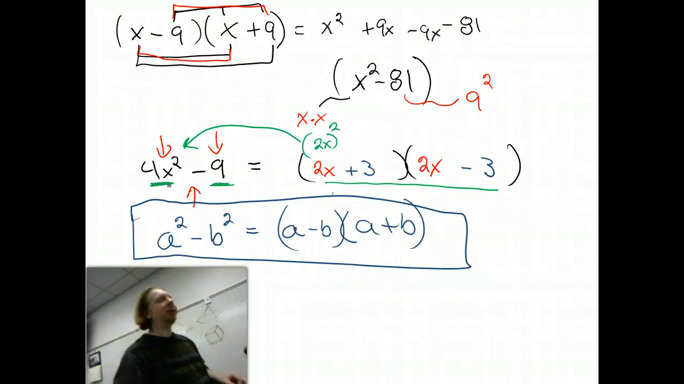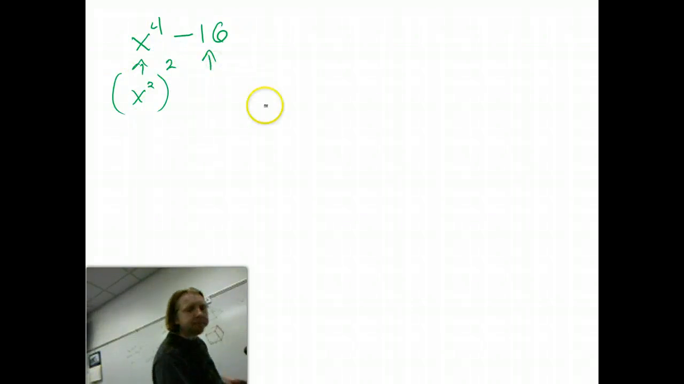Guys, let me put up a whole fresh problem to look at so we can kind of keep this rolling. So let's say we've got, let's do x to the 4th minus 16. Can I get x to the 4th by multiplying two things together? X squared times x squared will give me x to the 4th. Can I get 16 by multiplying two things together? 4. So that means the factors are going to be x squared minus 4 and x squared plus 4.